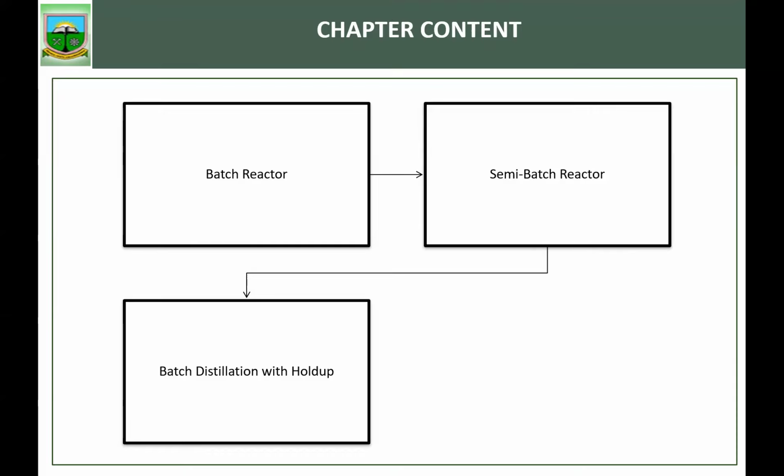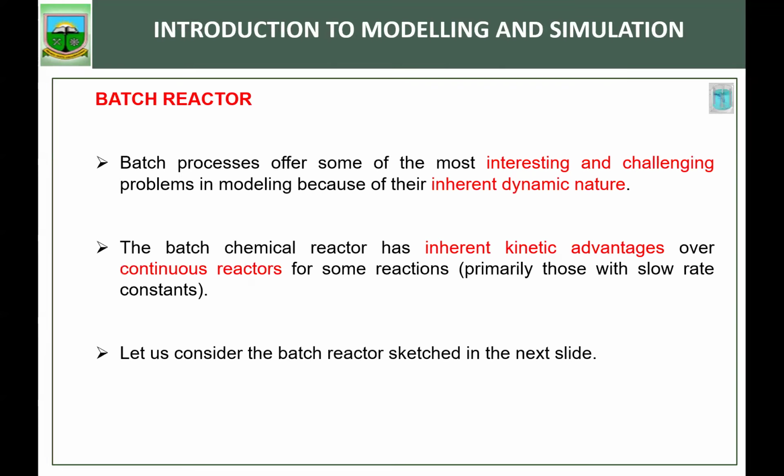I expect that at the end of today's lecture, we should know how to write the continuity equation for a batch reactor, a semi-batch reactor, and a batch distillation withholder. We should also know how to establish the individual, or what we call the component mass balance and energy balance, for a batch reactor, a semi-batch reactor, and then a batch distillation withholder. So let's start with the batch reactor.